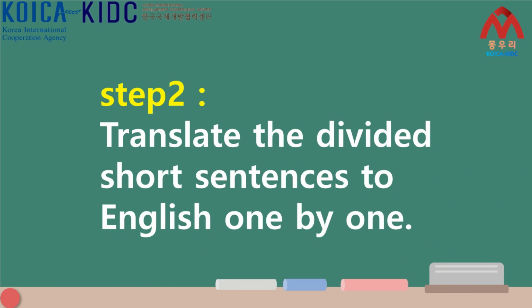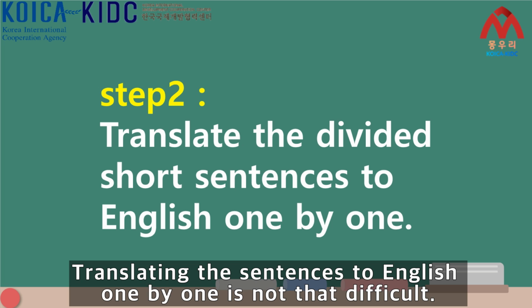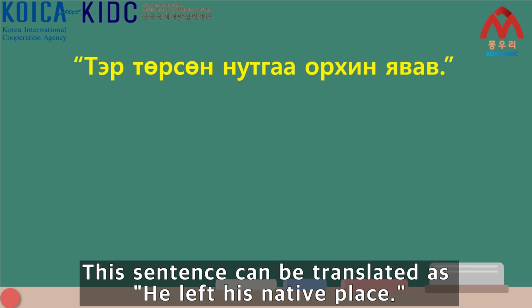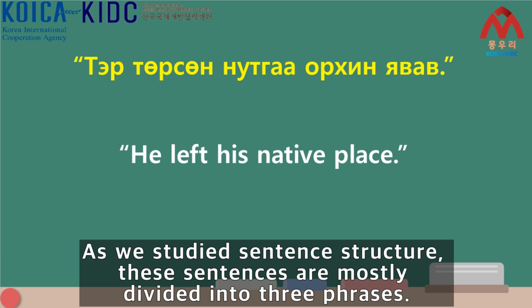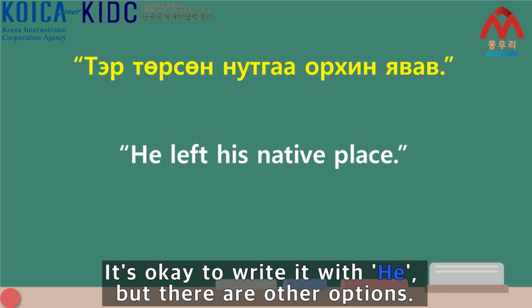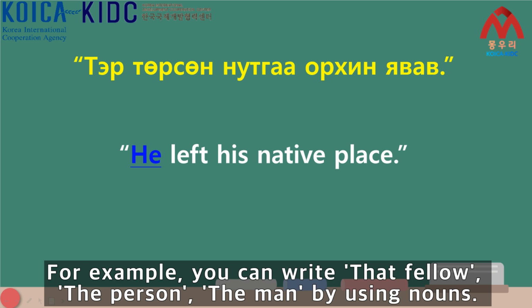Step 2. Translate the divided short sentences to English one by one. Translating the sentences to English one by one is not that difficult. This sentence can be translated as "he left his native place." As we studied sentence structure, these sentences are mostly divided into 3 phrases. It's okay to write it with "he," but there are other options. For example, you can write "that fellow," "the person," "the man" by using nouns.